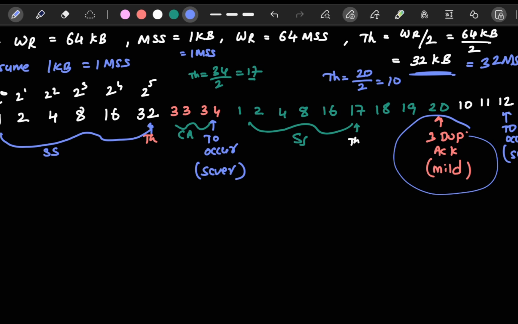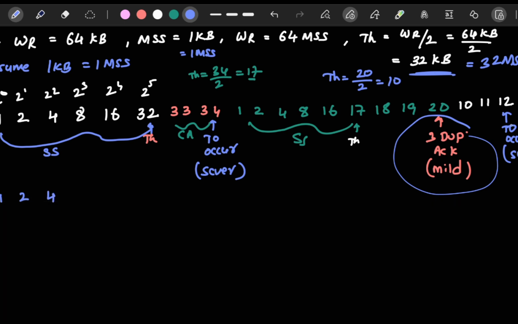So the timeout occurs when you are sending 12 segments. That means you send 1 segment and after that all the 11 segments are lost. Right, now what will happen? Our algorithm will enter into a slow start phase. Then it will start from 1 itself, right? Then 2, then 4.